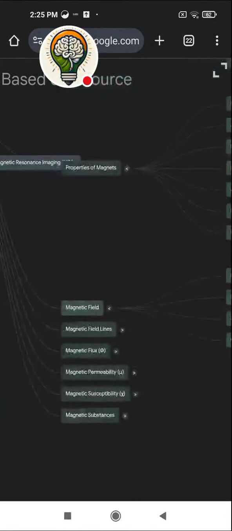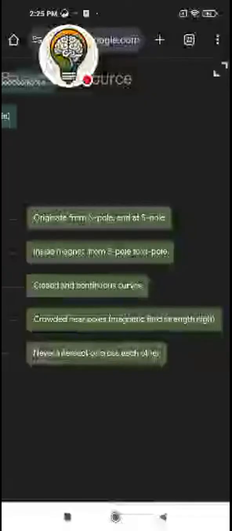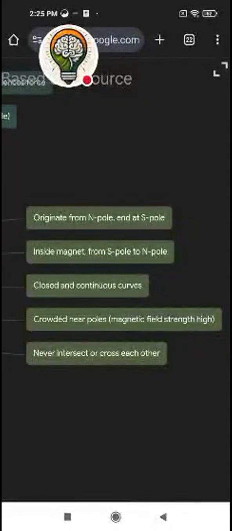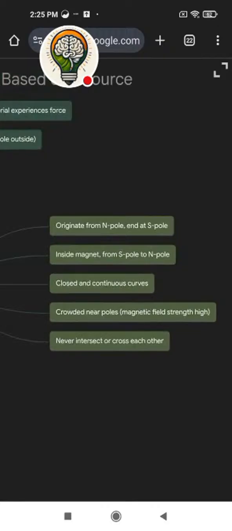Then the magnetic field lines. These are imaginary lines representing the magnetic field. Their properties: they originate from the north pole and end at the south pole, and inside the magnet they go from the south pole to the north pole. They are closed and continuous curves, crowded near the poles, where the magnetic field strength is high, and they never intersect each other.